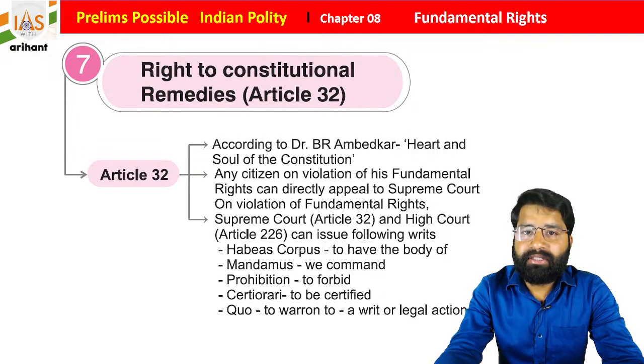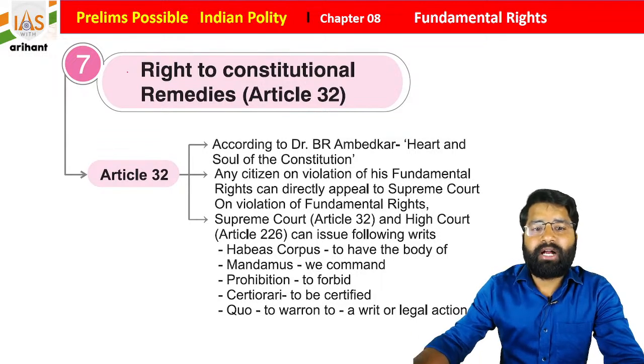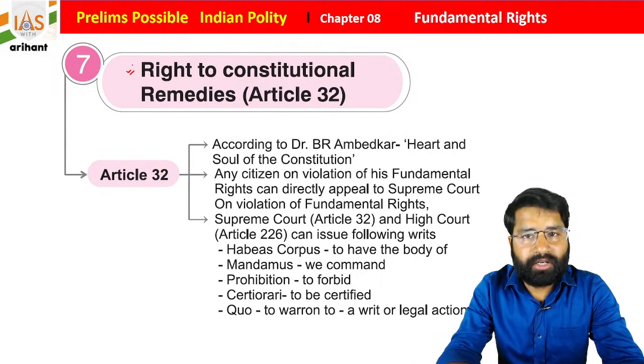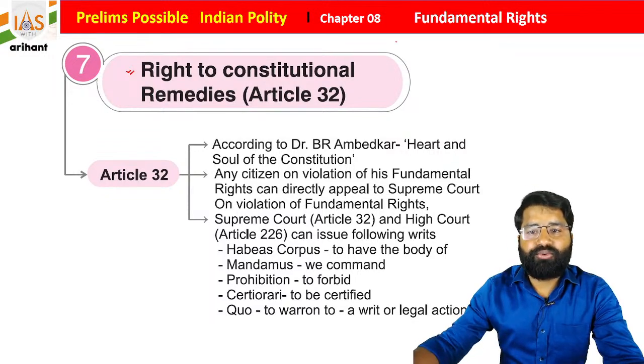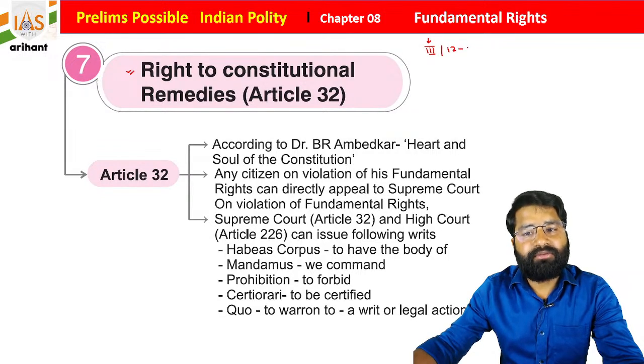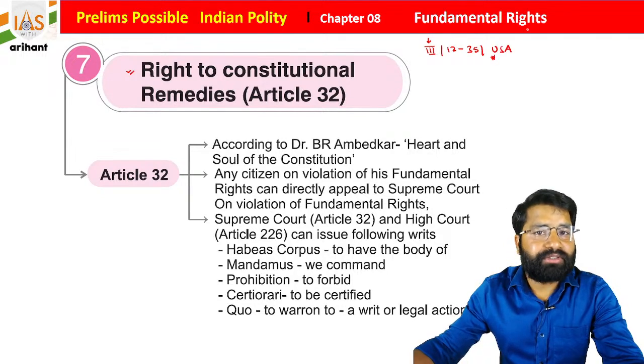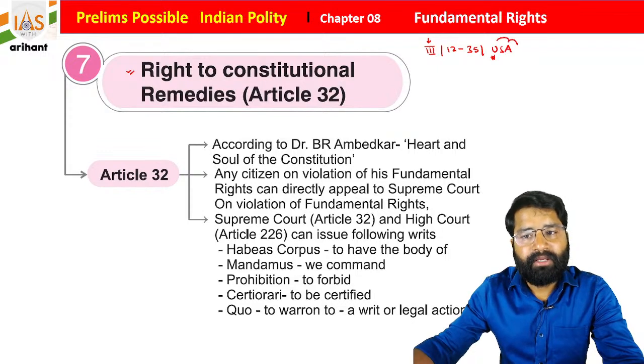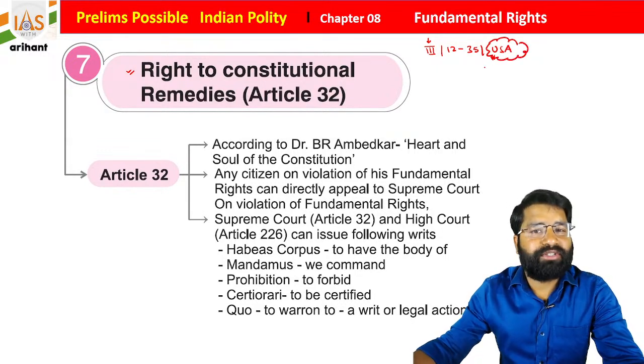Yesterday we discussed five fundamental rights. Now today we are going to start with the right to constitutional remedies, but I will give a quick outline, students. As you know, fundamental rights are mentioned under Part 3 of the Indian Constitution. The articles range from 12 to 35, and it is derived from the USA, as the US Constitution is the world's first written constitution. So we derived this concept from the USA, students.